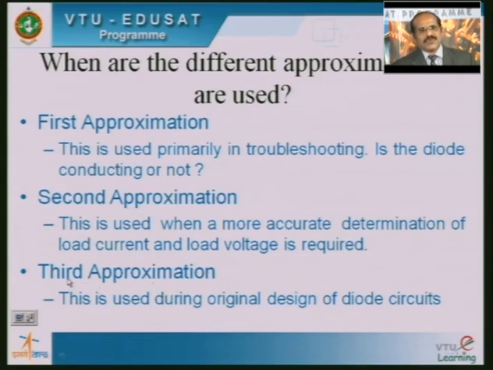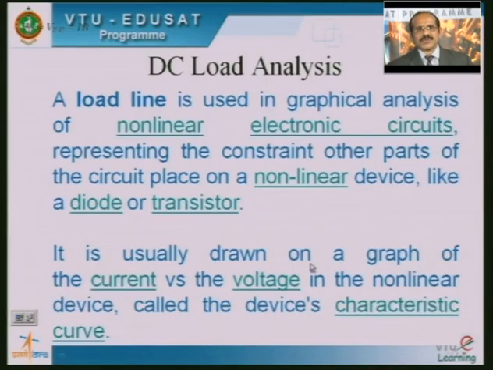Whereas for the third approximation, there are once again two models. If you look into the equivalent circuit, whenever the semiconductor diode is forward bias, it is represented by a closed switch in series with the 0.7 volts barrier potential, which is in turn in series with a bulk resistance called RB. Whenever the semiconductor diode is reverse bias, it is represented as an open switch in series with the 0.7 volts barrier potential, which is in series with the bulk resistance. This third approximation is used during the original design of the diode circuit.